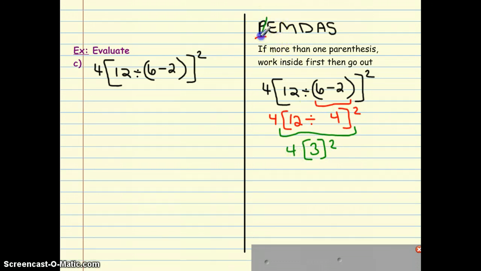So done with parentheses. Now we look for exponents, and we do have an exponent here, 3 squared, and 3 times 3 is 9, and that can come right down. Now the 4 being right next to this, we know means multiplication, so we have 4 times 9 is 36.